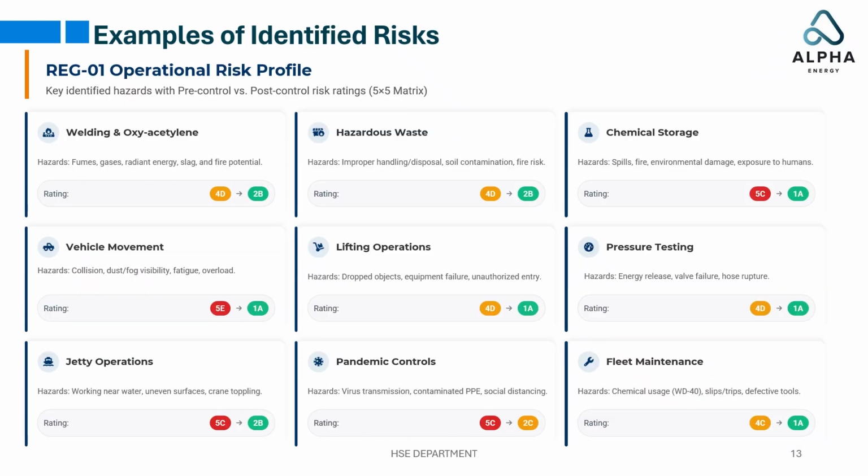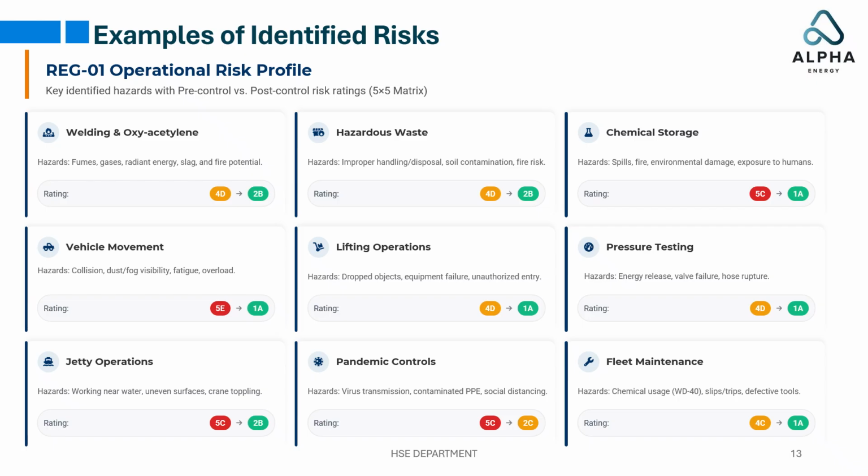Examples of identified risks in the Reg 01 operational risk profile demonstrate how hazards are assessed using the 5x5 risk matrix by comparing pre-control and post-control risk ratings. For welding and oxyacetylene activities, hazards include fumes, gases, radiant energy, slag, and fire potential, with the risk reduced from 4D to 2B after implementing controls. Hazardous waste management involves risks such as improper handling or disposal, soil contamination, and fire hazards, with ratings reduced from 4D to 2B after mitigation measures.